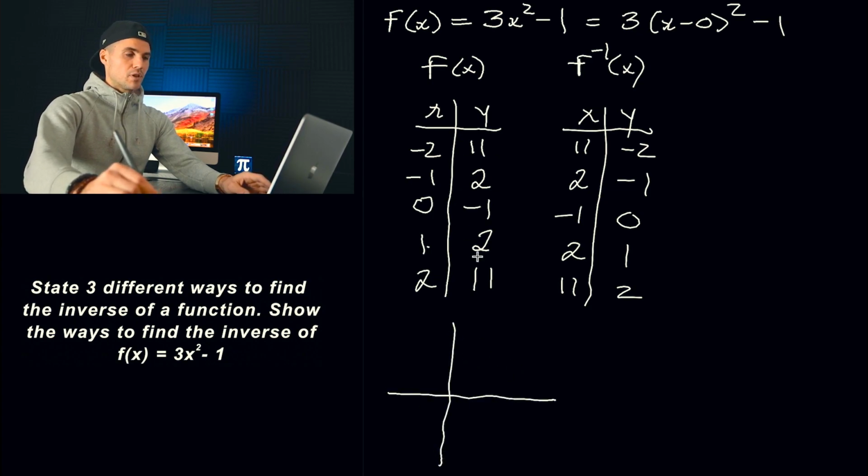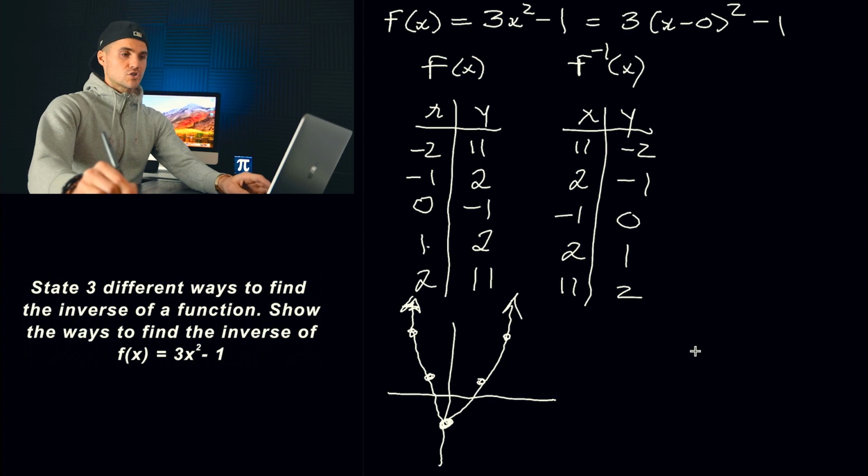If we were to plot these points, we'd have the vertex at (0, -1). We'd have (1, 2) and (-1, 2), and we'd have (2, 11) up here and (-2, 11) up here. So basically we have a quadratic that should be a little bit more curved. Anyway, you get what I'm saying. That's how the original function would look.